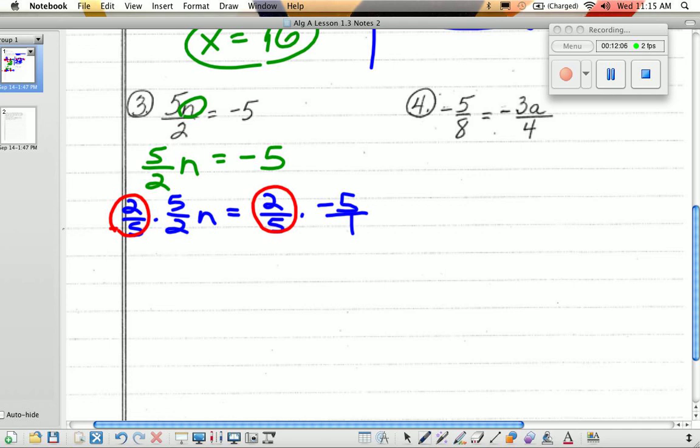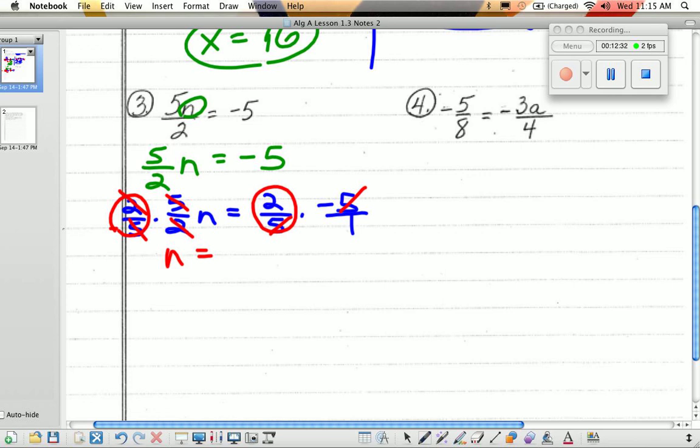So what happens over here? You can cross out the 2's, those cancel, and the 5's cancel, and we have n. Okay, what happens on the other side? The 5 cancels with that 5. Be careful though, does the negative sign cancel? No, don't cancel that. Only the 5 part of it can cancel. Can anything else be canceled?